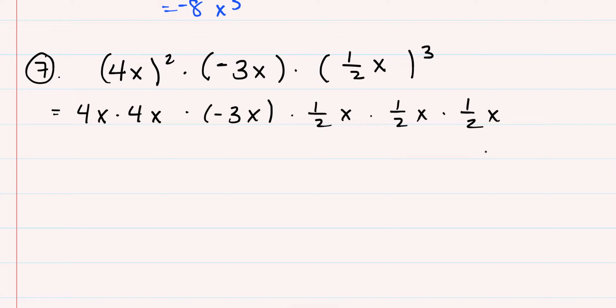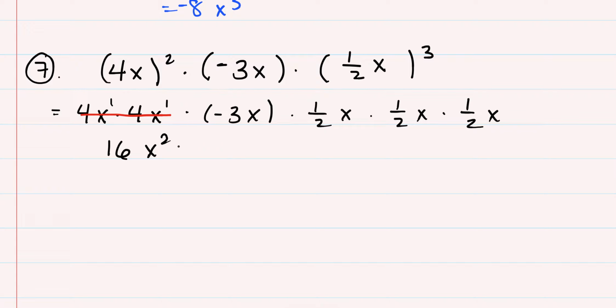Okay, we want to multiply all this together. Now we can multiply all the numbers together and then worry about the x's, or we can do it in pieces. So for example, we can multiply these two together first, which gives me 16x squared, because I have a 1 and a 1 here. And I can cross that out.